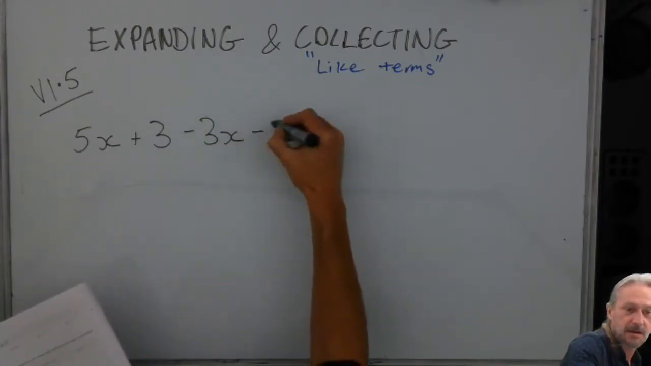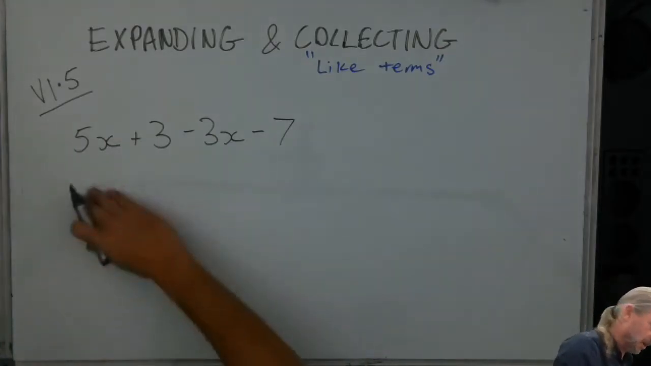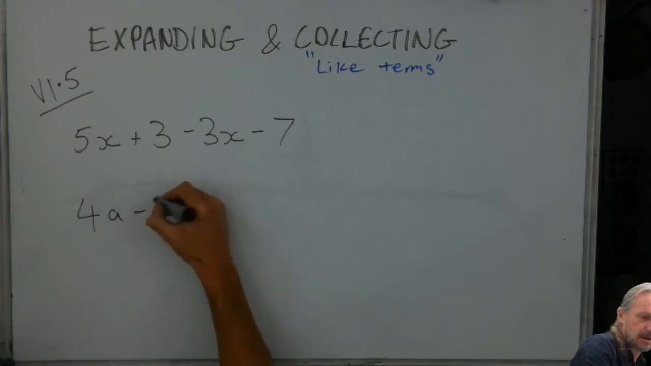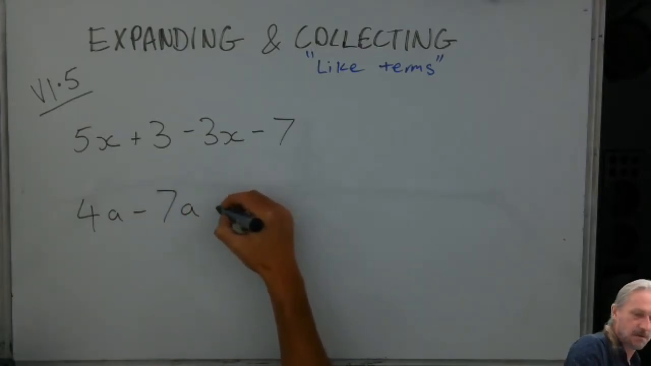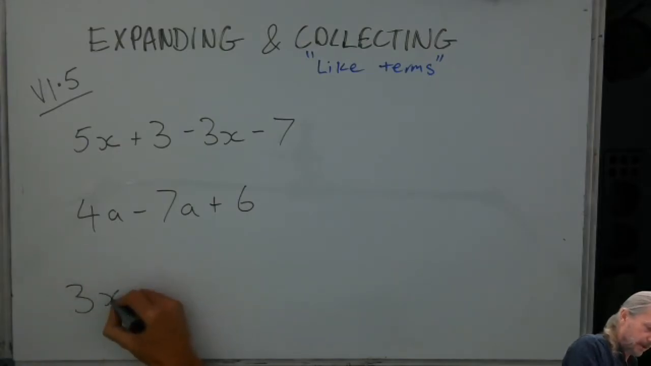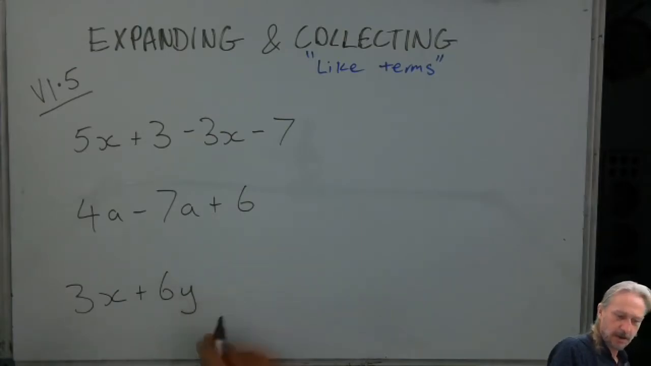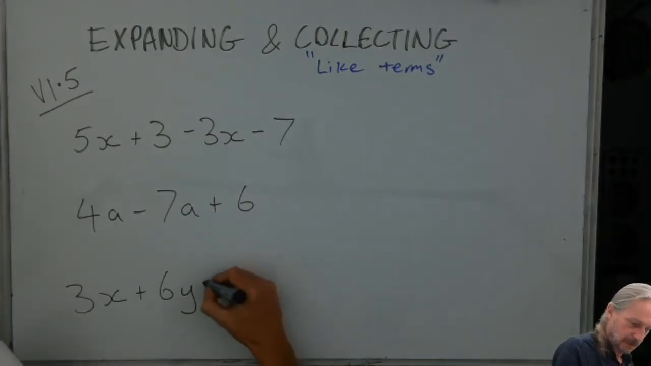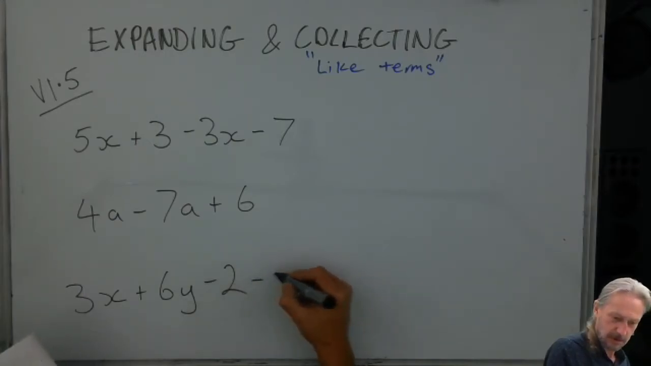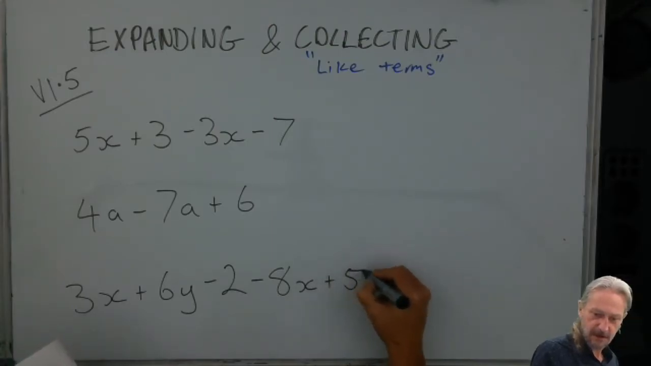3x take away 7. So I'll do the top 3, but I'll write them going down. 4a, 7a, 6, 3x plus 6y, take 2, take away 8x plus 5.